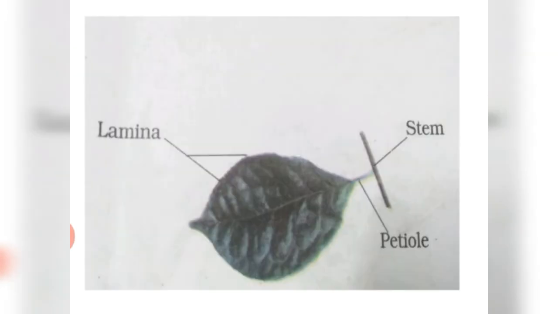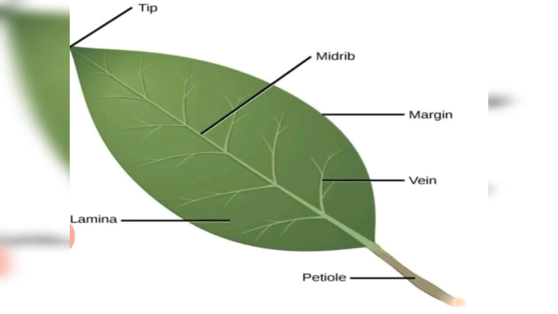You can see the picture of leaf that's showing petiole, lamina and stem. We know the part of the leaf which is attached to the stem is called petiole. And the broad green part of the leaf is known as lamina. I hope you understand. You can see different parts of a leaf.